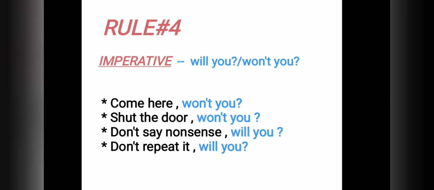Now next rule, rule number 4, which is about imperative sentences or imperative statements. So whenever we are having an imperative statement, for making a question tag at that time we have to use will you or won't you. For example, come here, won't you? Shut the door, won't you? Don't say nonsense, will you? Don't repeat it, will you? So like that, for an imperative sentence, two tags are used, that is will you or won't you.